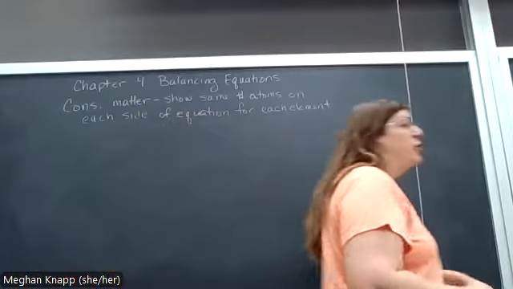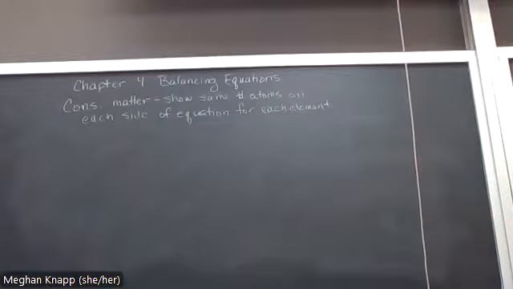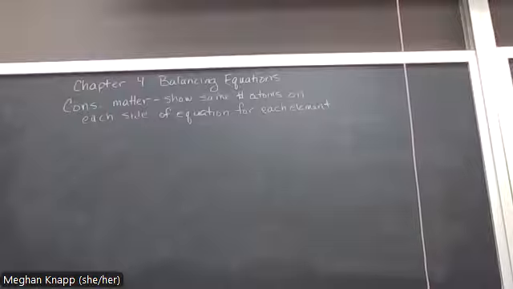So ultimately what we want to do is be able to count up the atoms on one side and count them up on the other side, and they should be equal. Now, when I say this, conservation of matter says we should show the same number of atoms on each side of the equation for each element.